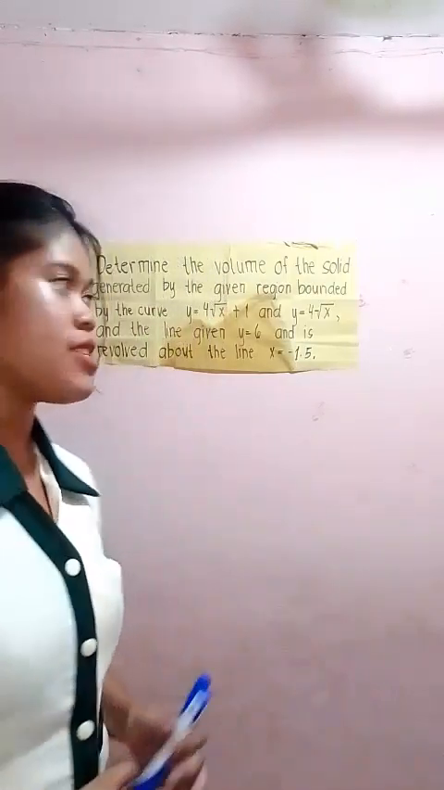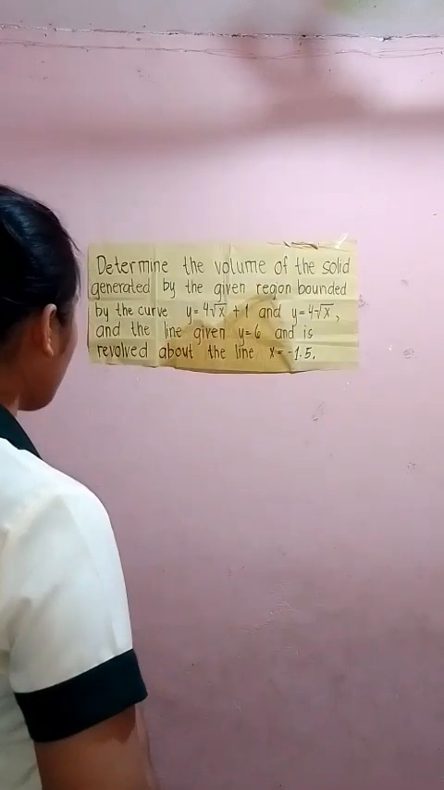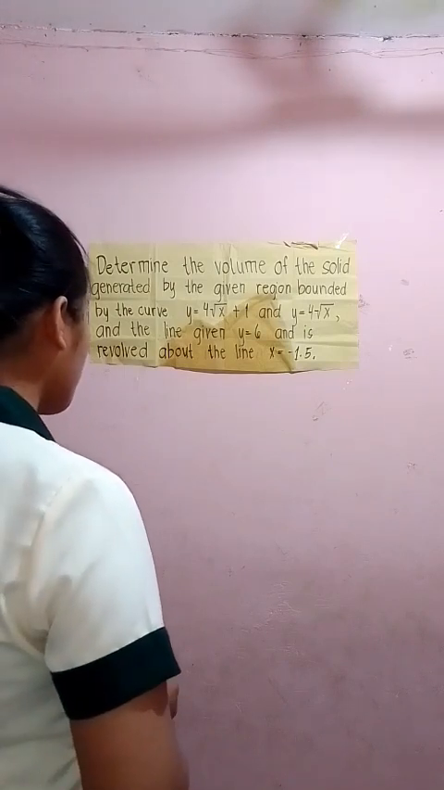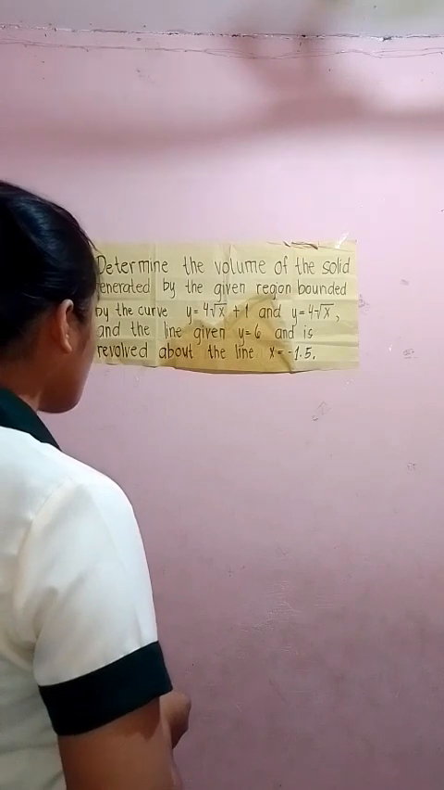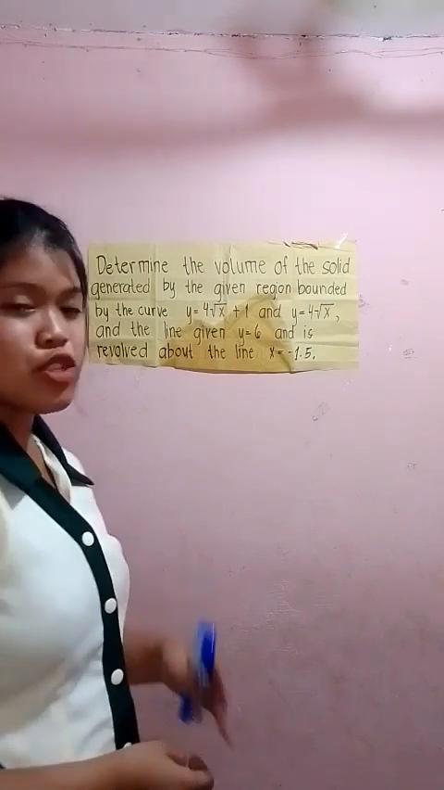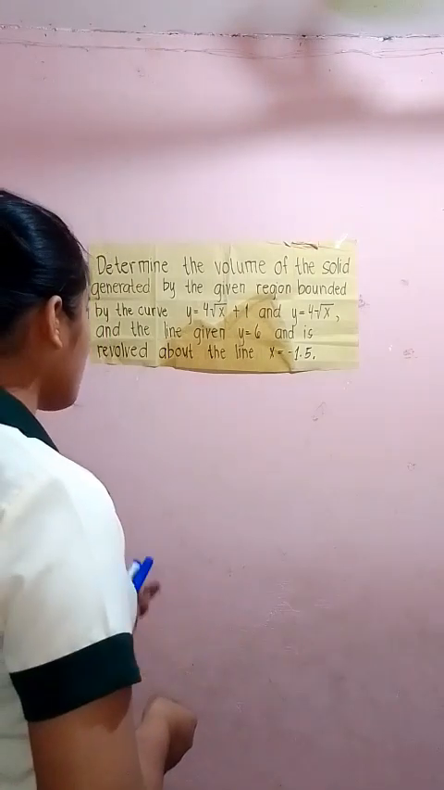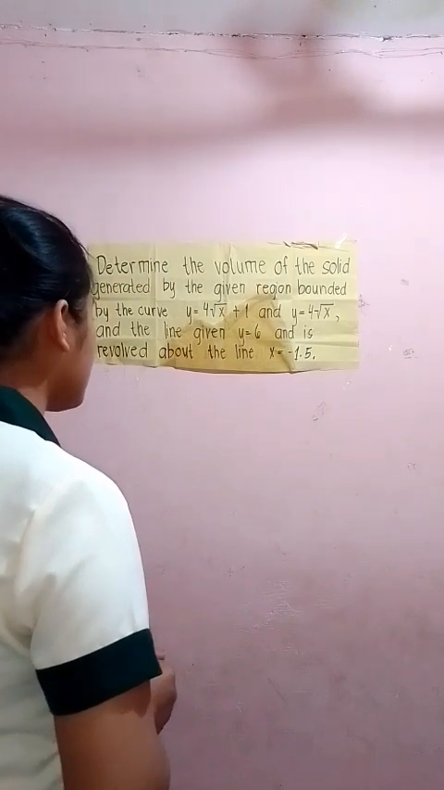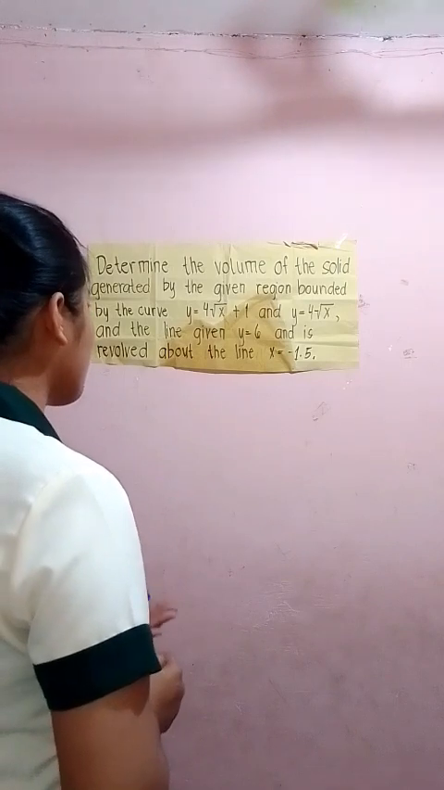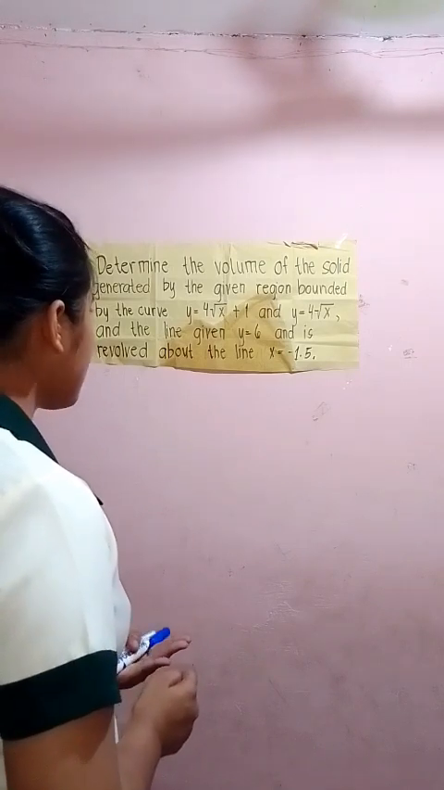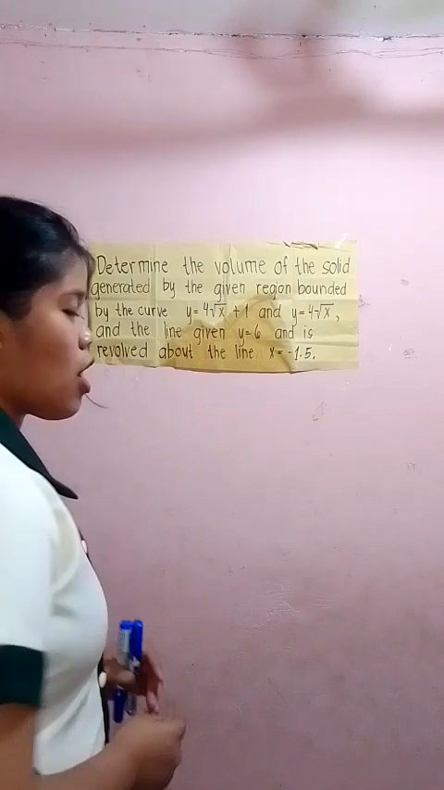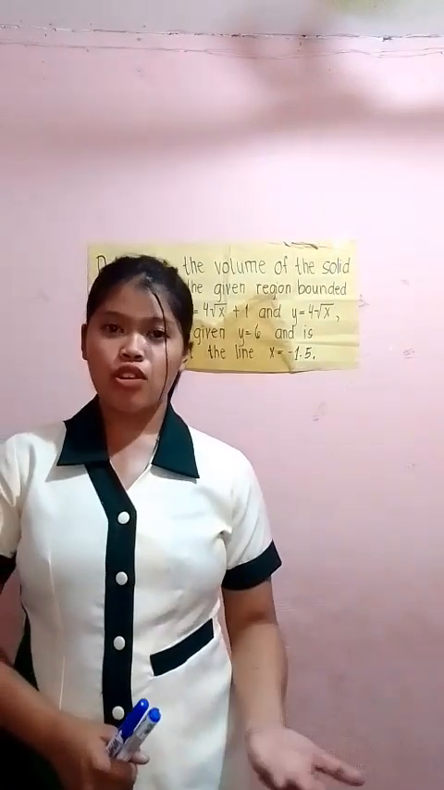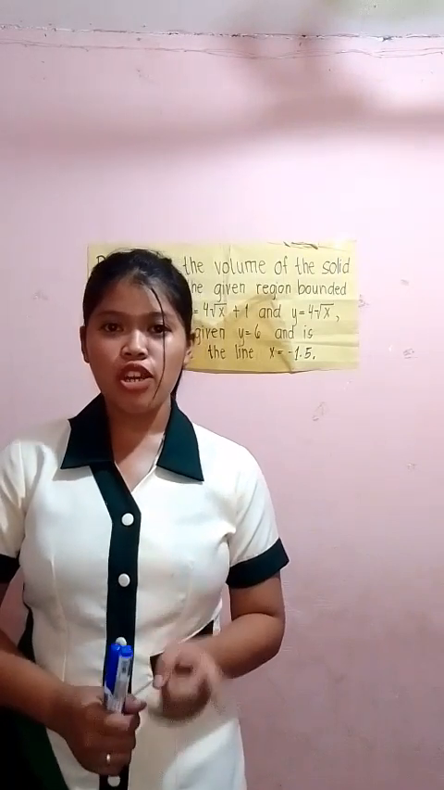The problem is, determine the volume of the solid generated by the given region bounded by the curve y is equal to 4 times the square root of x plus 1 and y is equal to 4 times square root of x, and the line y is equal to 6, and is revolved about the line x is equal to negative 1.5. In order for us to get the volume, we will try to use the washer method and the shell method.